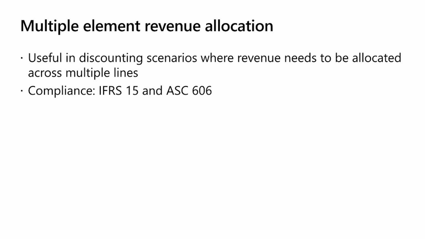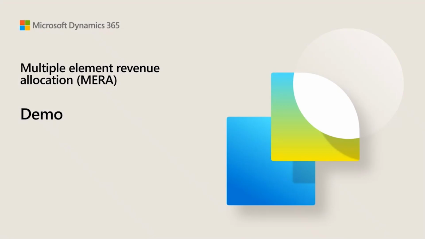But then we're going to allocate the price or the cost of that discounted item across the others to figure out what should get allocated for revenue across all those items. So we'll take a look at that particular example of Mira.